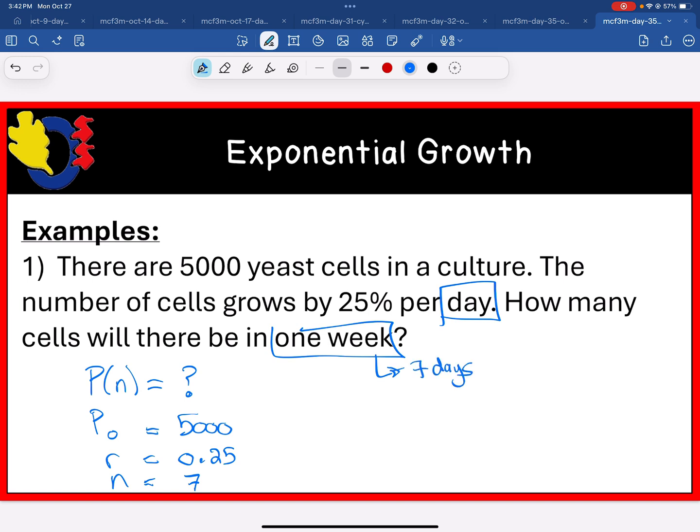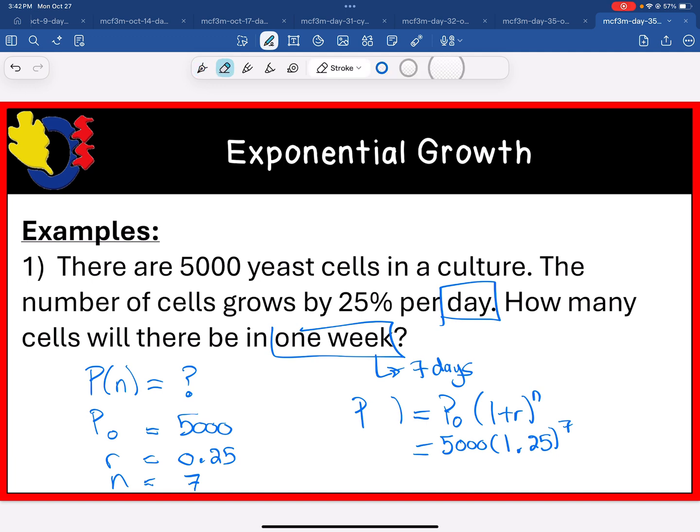Okay, so then we're going to plug it into our formula. So P at n is equal to P sub 0 times 1 plus r to the exponent n. So 5,000 times 1 plus 0.25 is 1.25, and n is 7. Okay, so go ahead and plug that into your calculator. I'm actually just going to replace this n, before I do that, with 7.